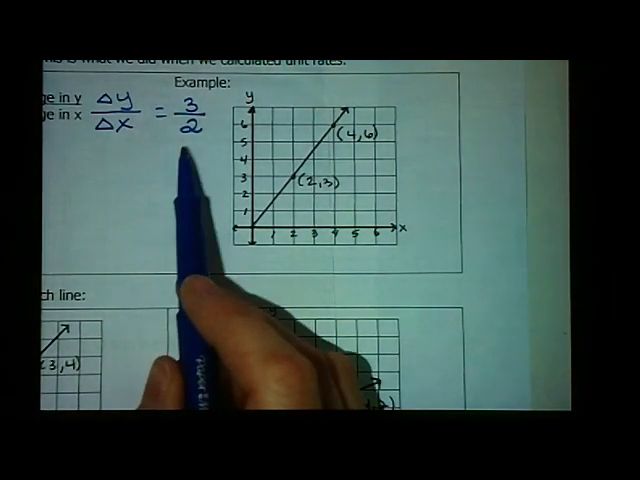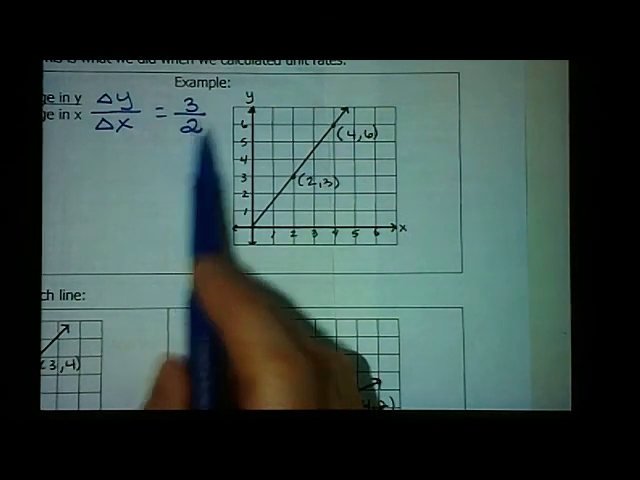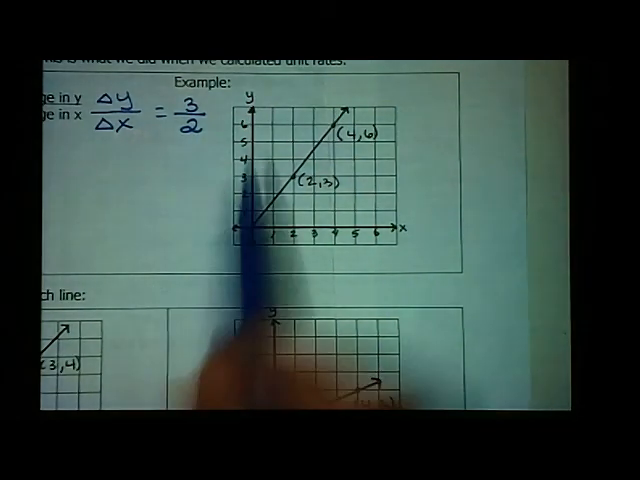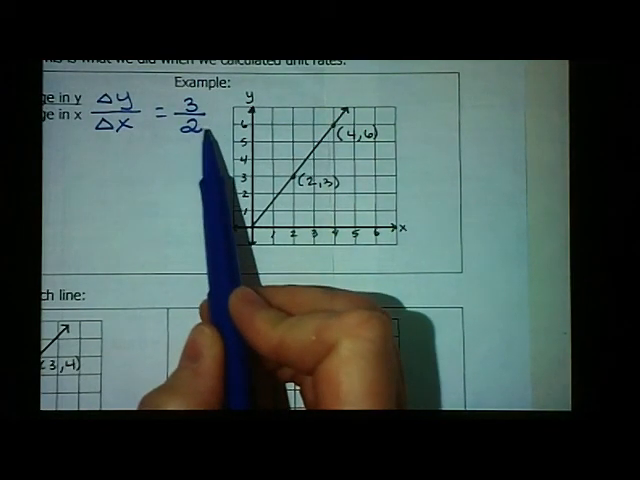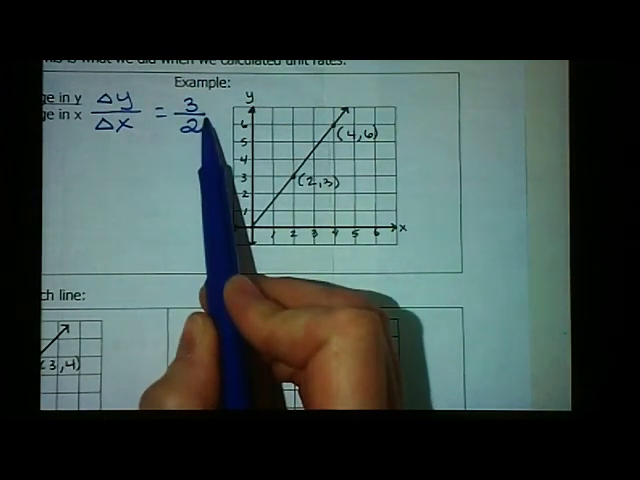It is okay to leave a slope as a ratio that is an improper fraction, as long as the 3 and the 2 don't have any common factors. You can leave it just like that.